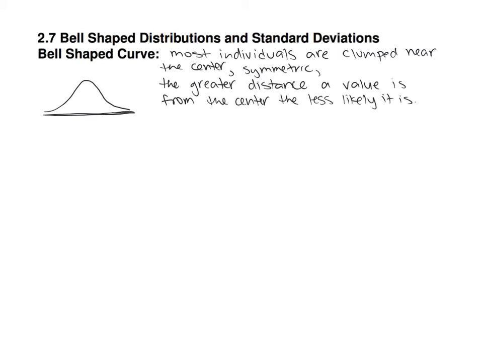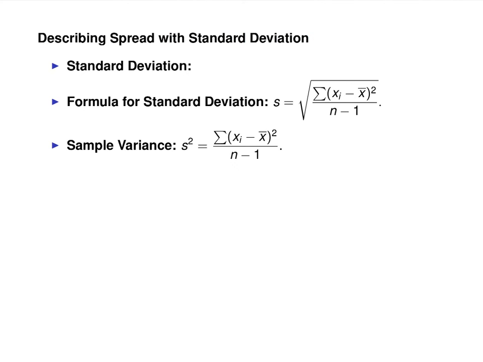And with bell-shaped data, we use something called the standard deviation to describe the spread. So the standard deviation roughly is the average distance that values fall from the mean. So really roughly, the average distance values fall from the mean.